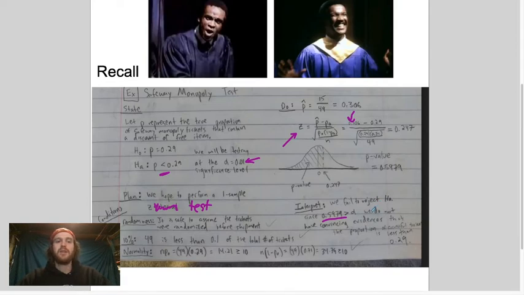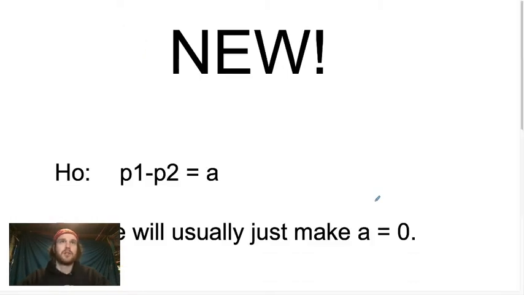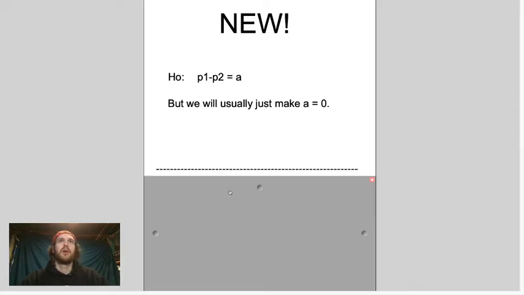Okay, so how is testing a difference in proportions any different? Let's keep cruising here. So what is new? The first thing that is new is that H naught is going to look like a difference. H naught, again using our parameters, is going to be P1 minus P2 equals some value A.